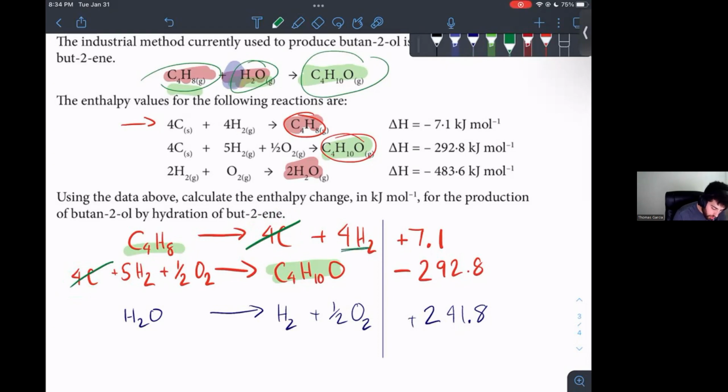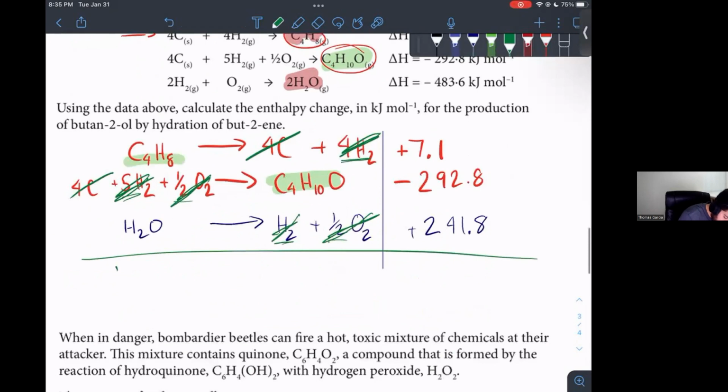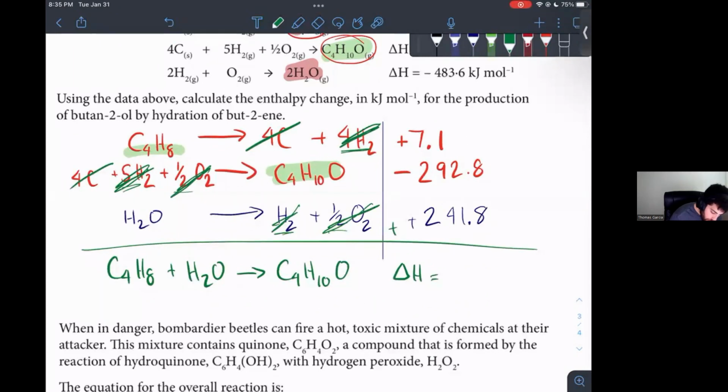We have 4 hydrogens and 1 hydrogen and 5 hydrogens, so those are all going to cancel. And lastly, we have 1/2 O2 and 1/2 O2, so that's going to cancel. And we are left with our wonderful formula, C4H8 plus H2O reacts to form C4H10O. And the last thing is the delta H is just going to be the sum of all these. So our delta H is going to equal minus 43.9 kilojoules per mole. And that's going to be our answer.